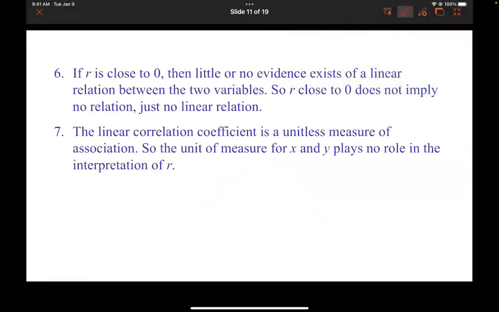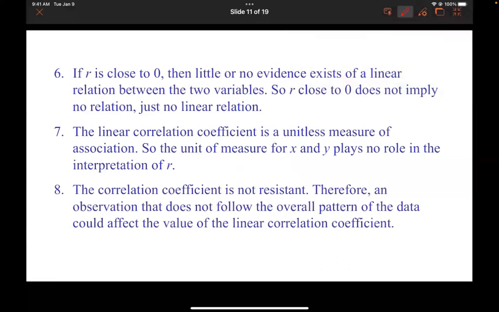And it's unitless, so we don't say 0.99 potatoes. We don't apply any units to it. It's just 0.99 or whatever. It's non-resistant. What this means is that any outliers are going to change my r value drastically. It means that it cannot resist an outlier. It is pulled towards the outlier because it can't resist it. Kind of like me and cheesecake. All right.